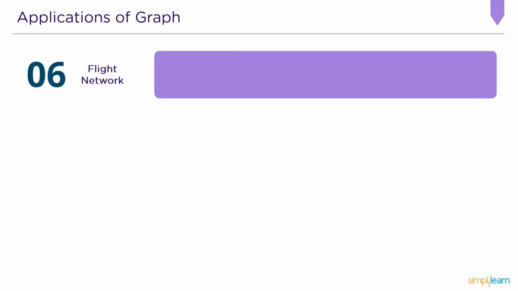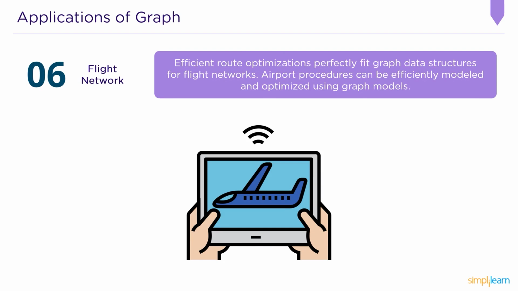The last graph application is flight network. Efficient route optimization perfectly fits graph data structures for flight networks. Airport procedures can be efficiently modeled and optimized using graph models.